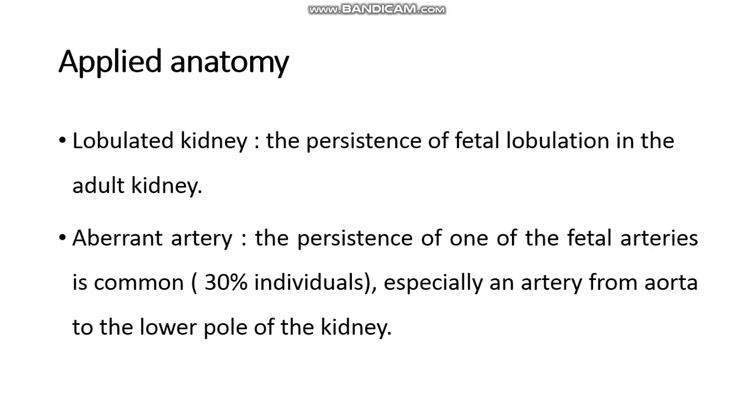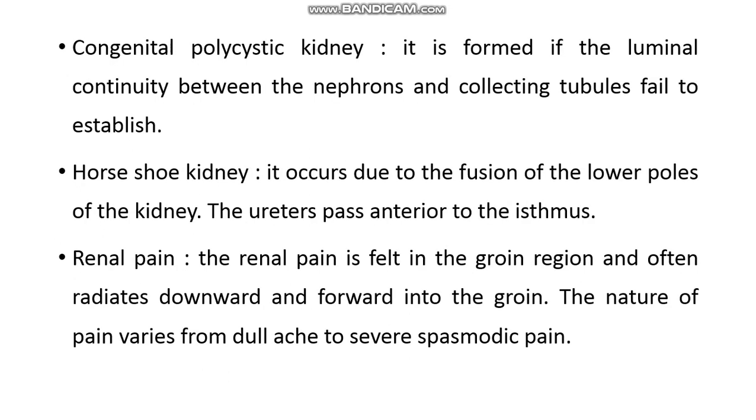It is common in 30% of individuals, especially an artery from the aorta to the lower pole of the kidney, that is an aberrant artery. Then congenital polycystic kidney occurs if luminal continuity between the nephrons and collecting tubules fails to establish. Then there is a condition known as horseshoe kidney. It occurs due to the fusion of the lower poles of the kidney, so the total structure looks like a horseshoe.